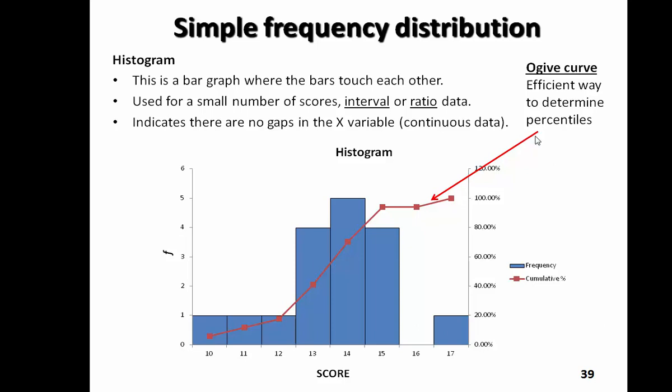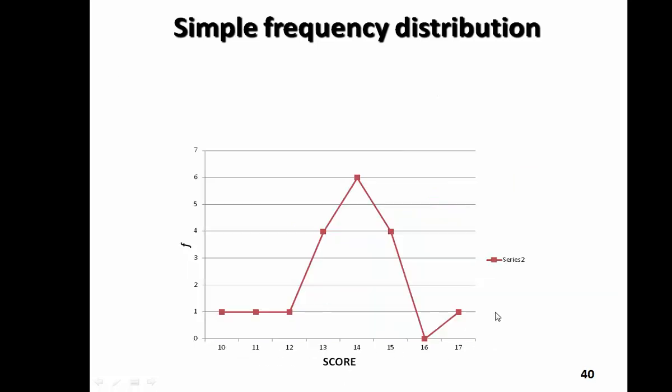And the ogive curve is a rather efficient way to determine percentiles and provides a graphical depiction of how the scores accumulate over the course of those different possible outcomes on the quiz.